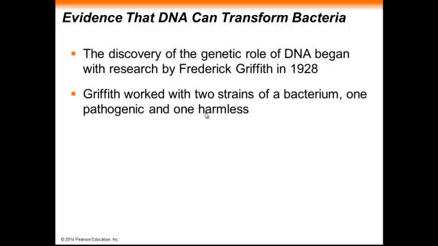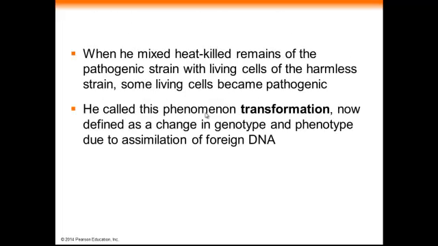Frederick Griffith was one of the first people that studied DNA, and he found that DNA can transform bacteria from one strain to the next. He was working with two strains of bacteria that caused pneumonia, one that caused the disease, or was pathogenic, and one that was harmless. When he mixed different strains, he found that some of the harmless, or non-pathogenic, strains could become pathogenic. So he called this phenomenon transformation.